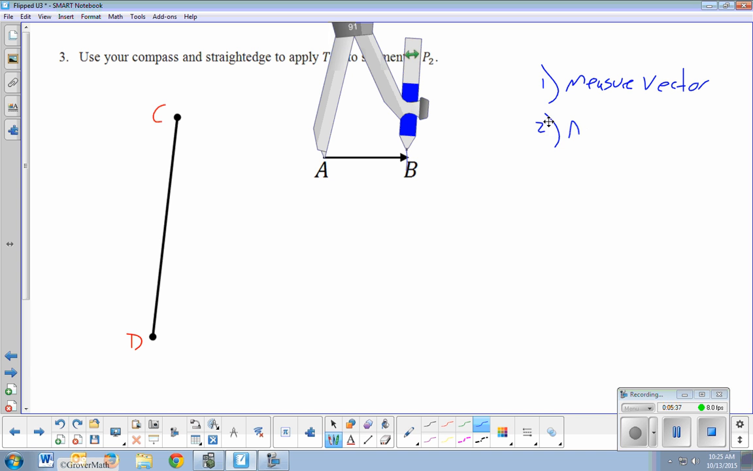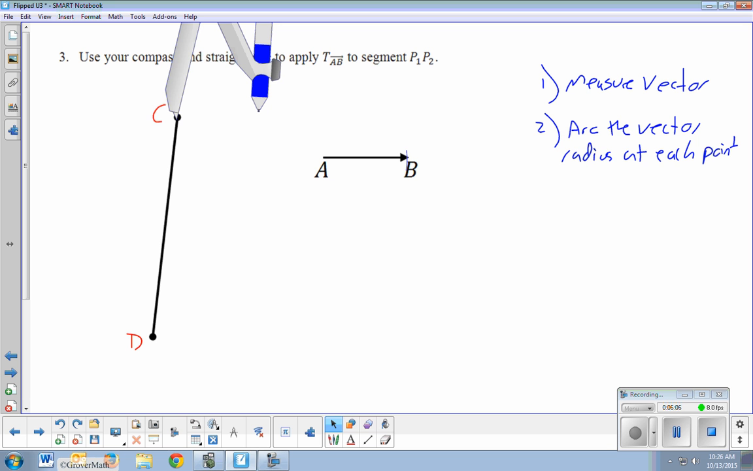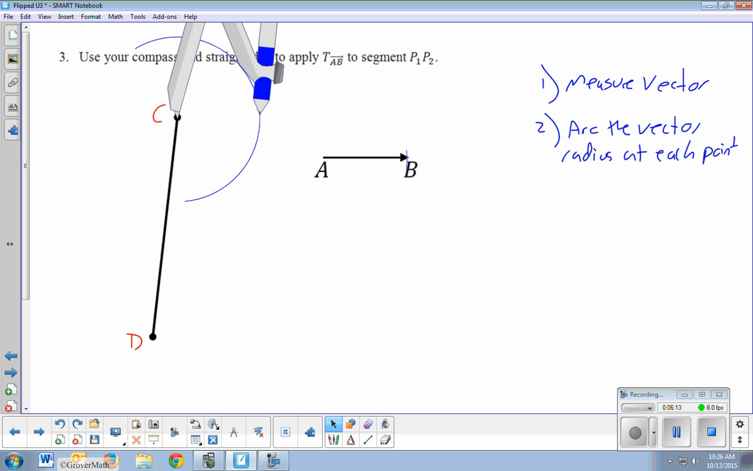So I'm going to say arc the vector radius at each point. What does that mean? This is my vector radius. I got that by setting my compass to be the length of the vector I want to translate. I'm going to use that radius to draw arcs around each point that I want to translate. So I want to draw kind of half a circle like that around each point.